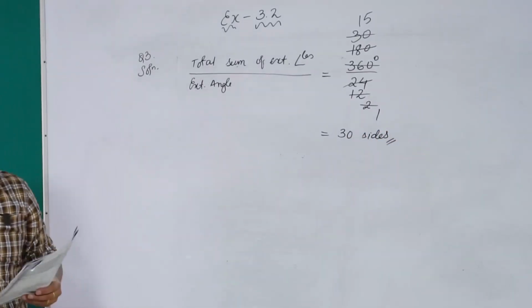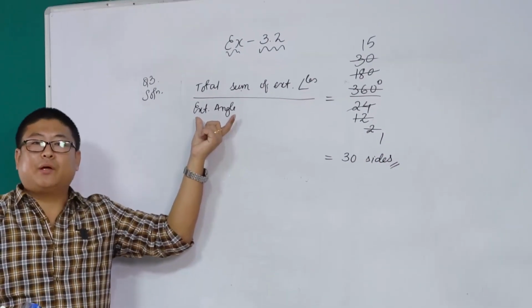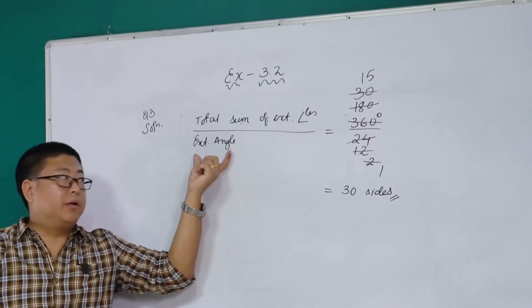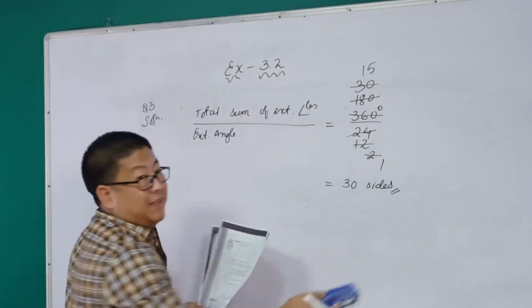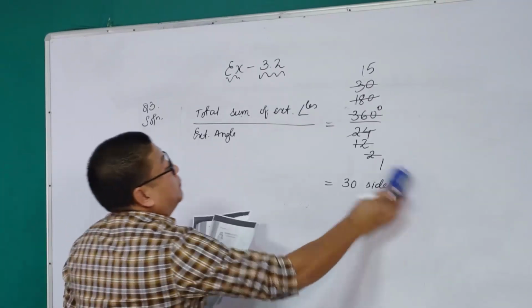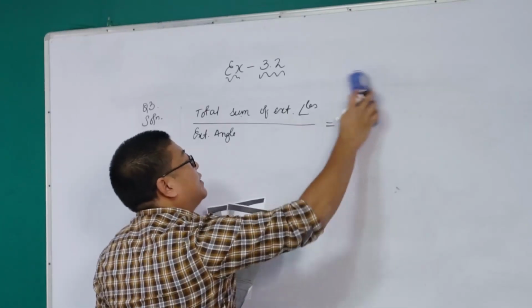With the same formula, instead of the number of sides, we are now using the exterior angle of each of the angles. I hope this is clear. This is the same as the previous question.